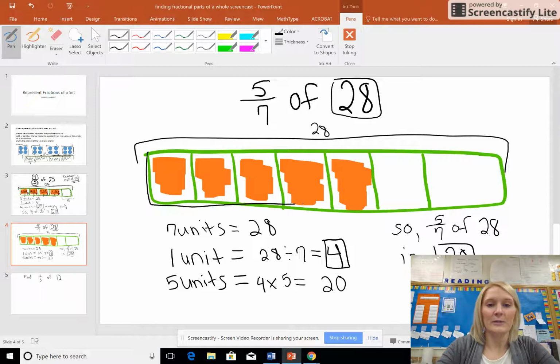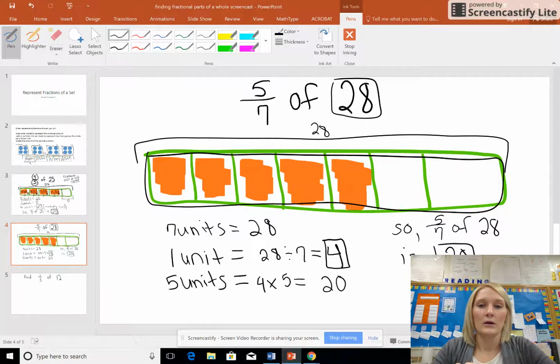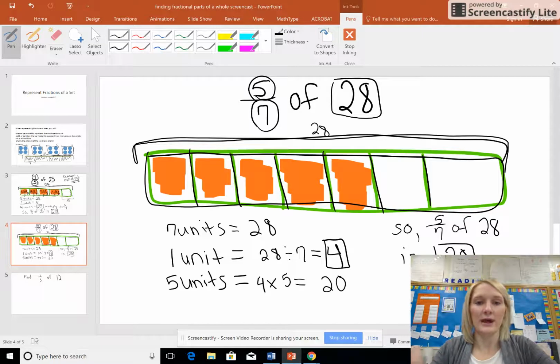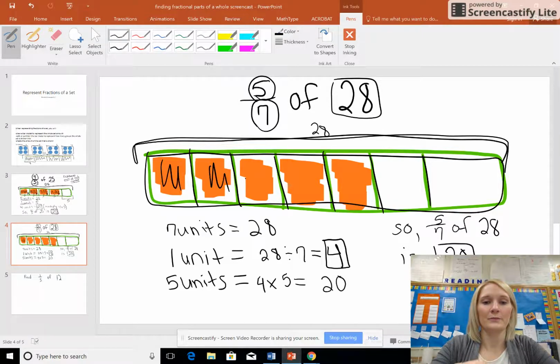So I'm going to start by drawing my bar model, and you're going to do this with me on your guided notes. And I'm going to label this entire bar 28. That's how much my whole entire set is worth. Now I have 7 as my denominator, so 7 is going to be the amount that I'm going to break up my bar into. And then out of those 7 equal parts, I'm going to shade 5 of them. 1, 2, 3, 4, 5.